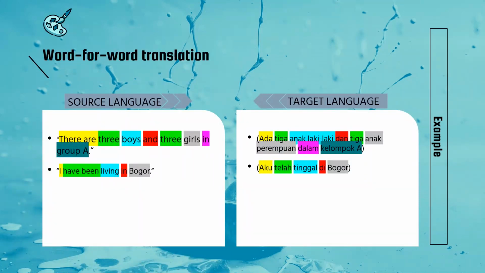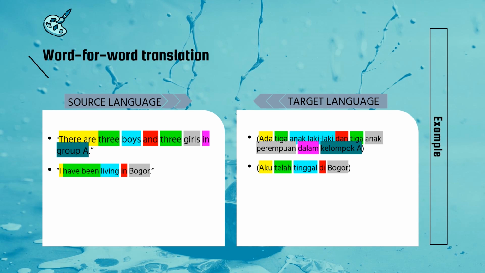And here are the examples. The first example is, there are 3 boys and 3 girls in group A. This is from the source language. The example of the target language is, ada 3 anak laki-laki dan 3 anak perempuan dalam kelompok A. We can see here, because the word order of the source sentence and the target sentence is similar, the word-for-word method can be applied. And the next example is, I have been living in Bogor.